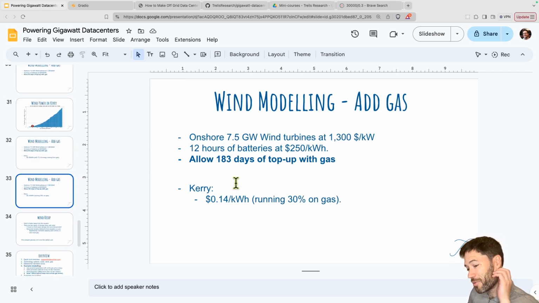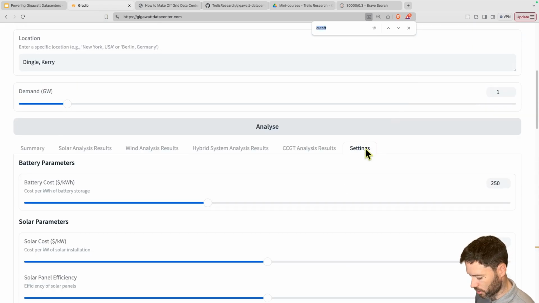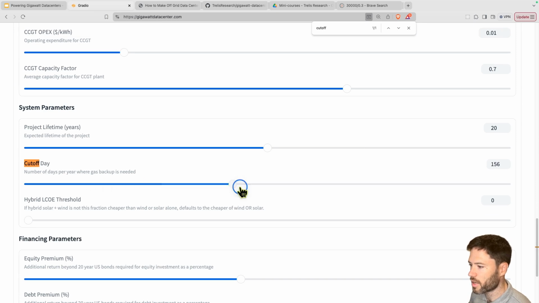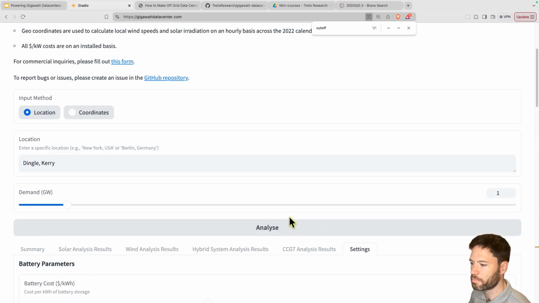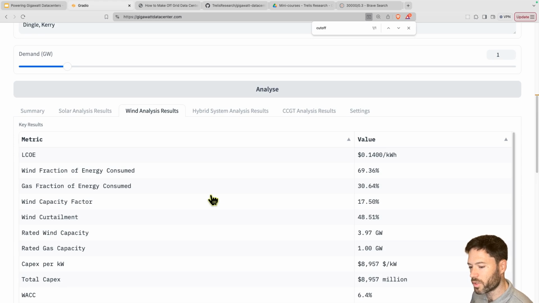You can increase that further up to allowing half a year. So on half the year, you allow for gas. And this will bring you down now to a much better price point. So if we analyze it, we can run that analysis quickly. Let's change the cutoff to allow for gas on roughly half of the worst days of the year. And we'll find that now the prices are coming down significantly because we're not having to overbuild the wind.